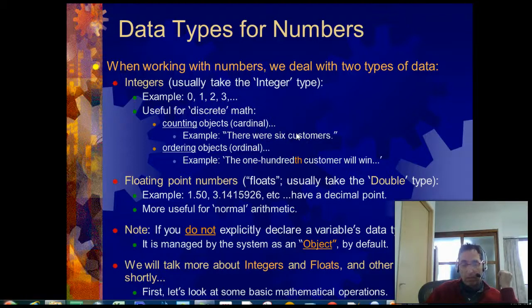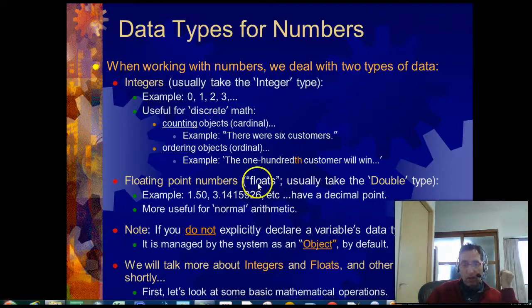So the thing is that when you use decimal points, usually they take up more memory, so you don't want to do that necessarily if you don't have to. So if you're trying to talk about the number of customers, you might make a variable to be an integer to stand for the number of customers. And also, if you're trying to talk about the order of customer, like the 100th customer or something like that, you might want to use an integer.